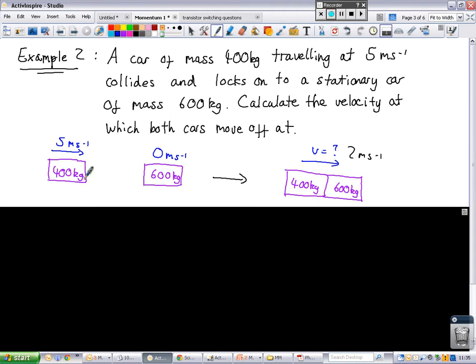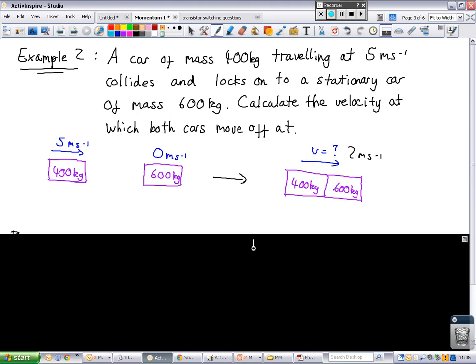So we've got one object here moving with a speed of 5 meters per second as per the example. This one is stationary. Afterwards they stick together and they move off with a common velocity, which we will calculate in a minute as being 2. But we needed to also distinguish between this mass and this mass, this speed and this speed. So we decided that this would be m1 and that this would be m2.